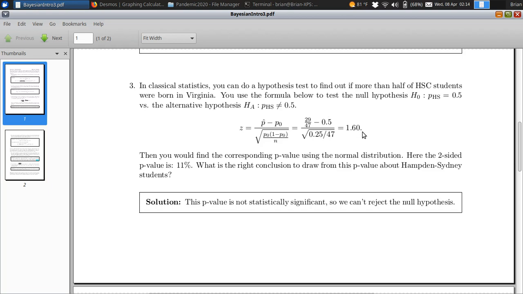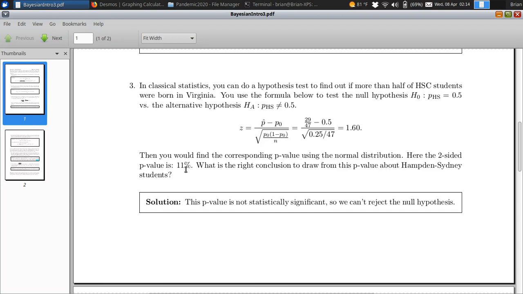So on a bell curve, which is the model we're using in classical statistics, we're approximating a binomial distribution, saying it's approximately normal because 47 is a big enough sample size. It's been a while since we've done that, but that's what we're doing here. So on a bell curve, we can ask, what's the probability of getting a result as extreme or more than this 1.6 z-value that we got? And you can easily do that using R or just using a probability distributions app.